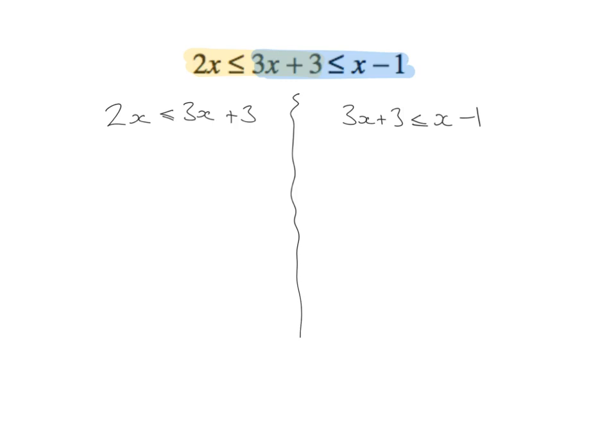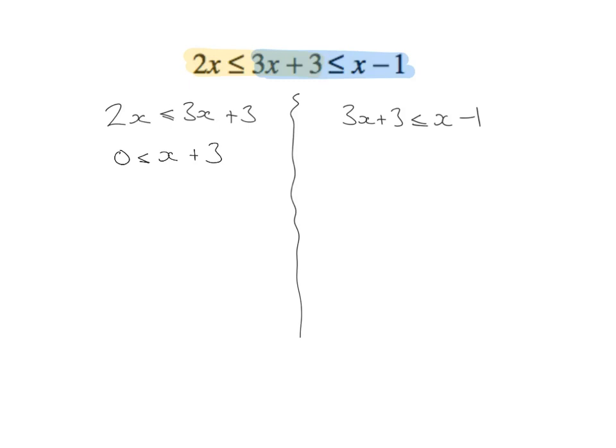So let's take that left hand column and we're going to solve that just like we normally would do. So what would we do? I'll take away 2x from both sides. So 0 is less than or equal to 3x take away 2x, which is just x plus 3. So that's the first thing that I would do.